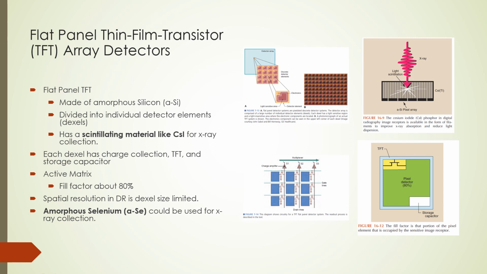In the second type of DR system, the X-ray collection material is amorphous selenium. With the use of amorphous selenium, X-rays are converted directly to charge and transferred to the TFT and storage capacitor. There is no need for an X-ray scintillator. These two systems, based on the use of cesium iodide and amorphous selenium, set the background we need to classify image receptors. We shall do that next.